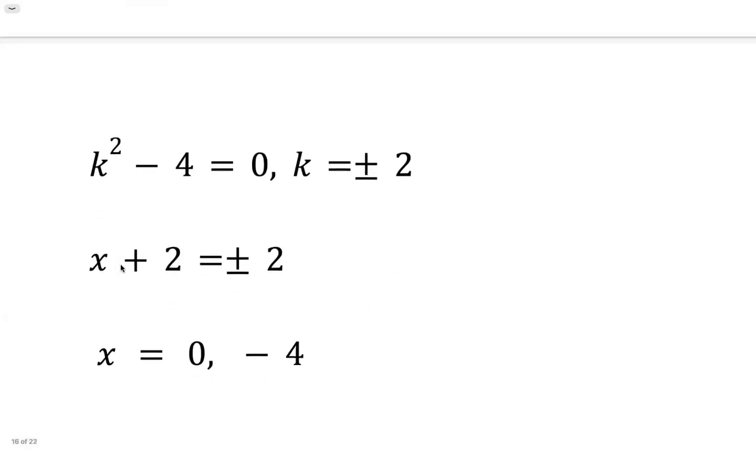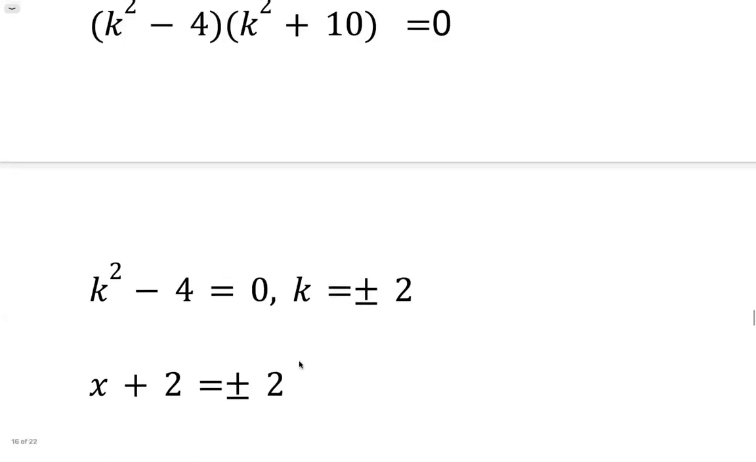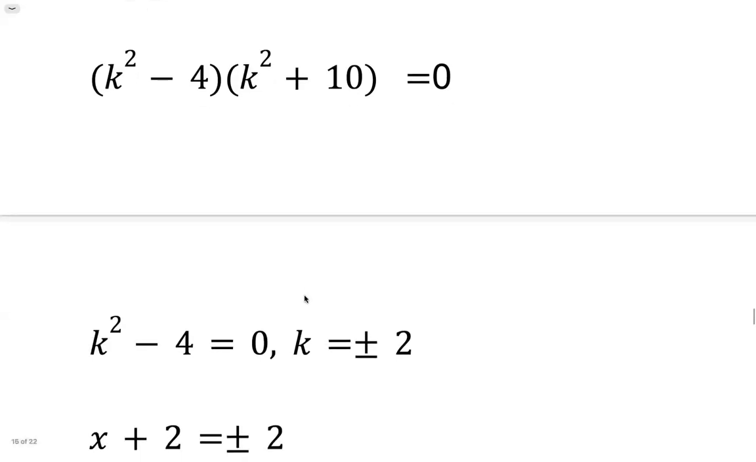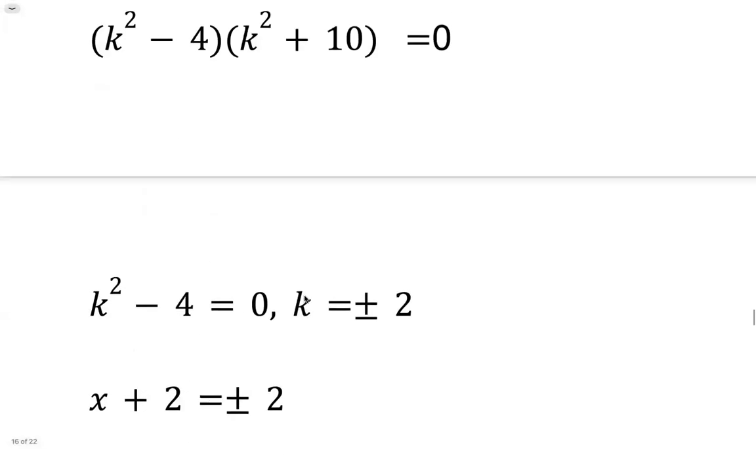Then remember k is x plus 2, so substitute back: x plus 2 equals plus or minus 2. So we get two solutions, 0 and minus 4. What about the other factor? Well, k squared plus 10 in the real number world will never be 0. So just ignore this. In the end, we have two solutions, 0 and negative 4.